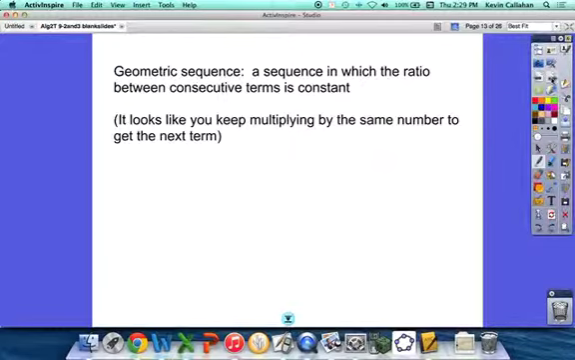So the definition of a geometric sequence is a sequence in which the ratio between consecutive terms, not the difference, the ratio, is constant. What it looks like to you is that you keep multiplying by the same number.